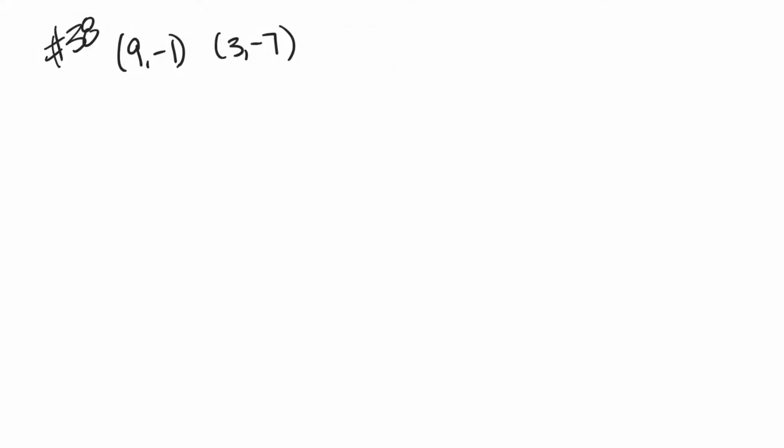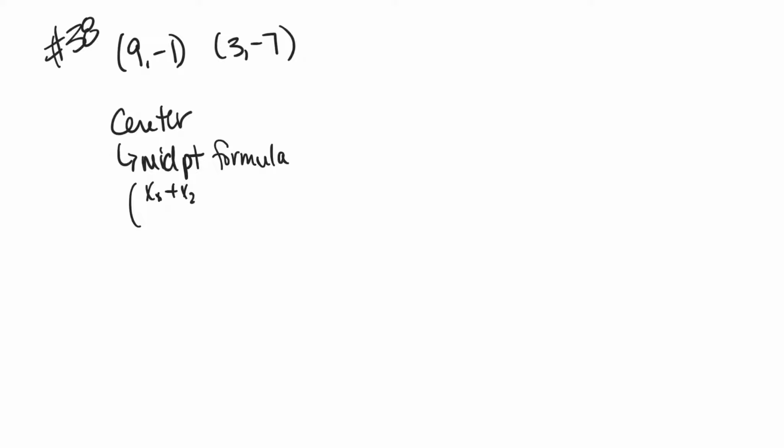Okay, so on number 38, those are your endpoints of your diameter. So the first thing you have to do is find the center. We do that with the midpoint formula. If you remember, the midpoint formula says we take our x's and add them together, divide by 2, and then do the same thing for the y's. We're just finding the average of the x coordinates and the y coordinates.